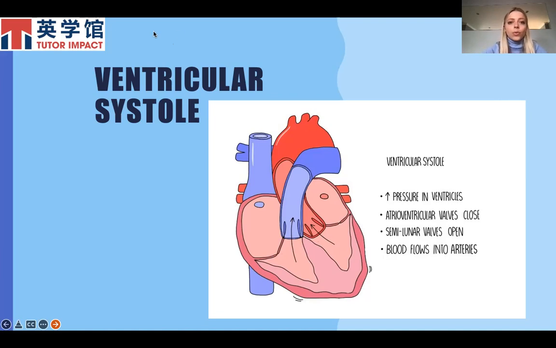So just to recap what we've talked about so far, we have atrial systole, which is where the atria contract, and the blood is forced down by the pressure into the ventricles. We then have ventricular systole, which is where the ventricles contract and the atrioventricular valves close, stopping backflow, and the blood is forced through the semilunar valves into the arteries. And then it is carried to wherever it is needed in the body. So it will either be the lungs or the tissue with the oxygenated blood.